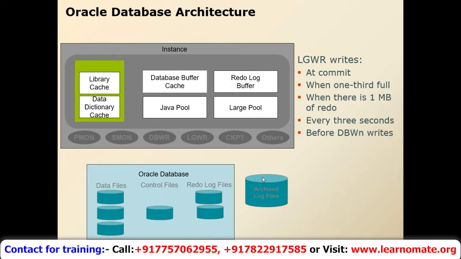Say for example you have defined 3 redo log files at the database level. Once all 3 redo log files get full, the oldest redo log file will be flushed out to the archive. This is how your redo log file backup is taken. The backup of the redo log file is taken on disk, and those files are called archive log files.